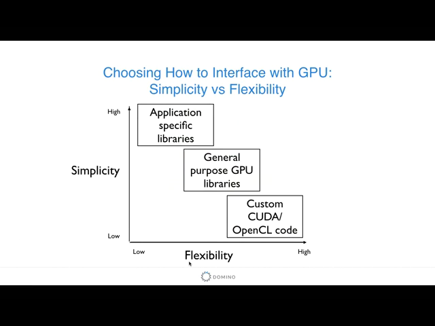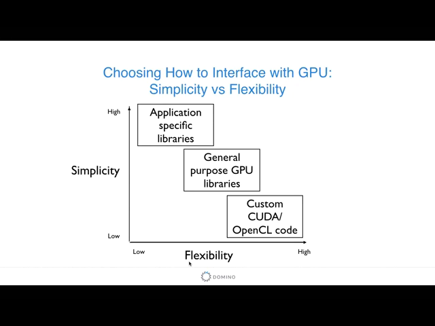On the other end, you can write custom CUDA and OpenCL code. This gives you a lot of flexibility in what exactly you want the GPU to do. But the code has to be very specific. It is low-level code, and so the code becomes much more complex, and you have to start thinking about things like race conditions. Somewhere in between the trade-off between simplicity and flexibility are these general-purpose GPU libraries.